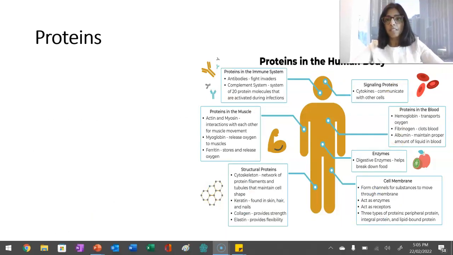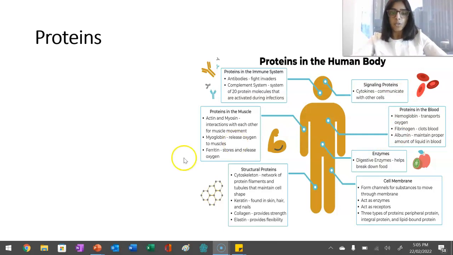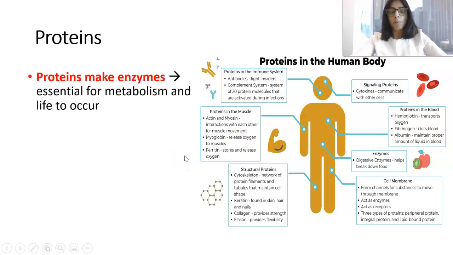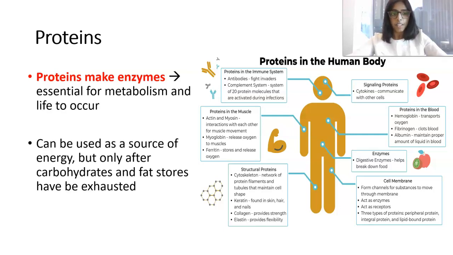Now, the proteins in our body are numerous, and they do lots of different things. The important one that we're going to be talking about in relation to metabolism are enzymes. Proteins make enzymes, which are chemicals made of protein that speed up the rate of reaction and allow life to occur. Proteins can also be used to make muscle, antibodies, and other structures in the body. If we desperately need them, proteins can also be used as an energy store, but they are only used when our carbohydrate and fat stores become completely used up.